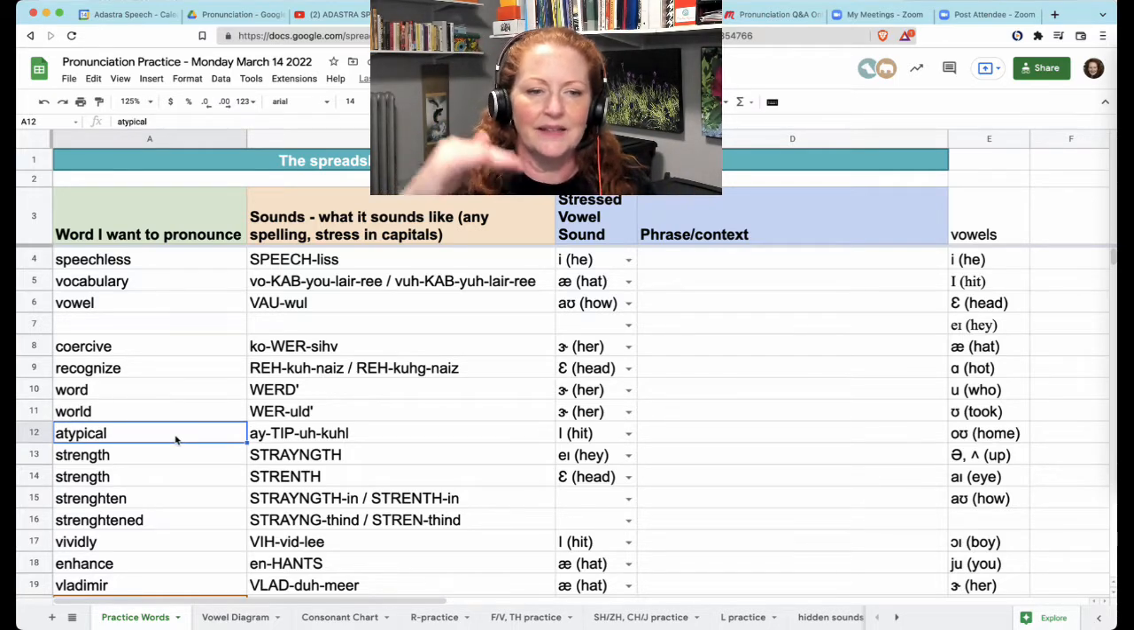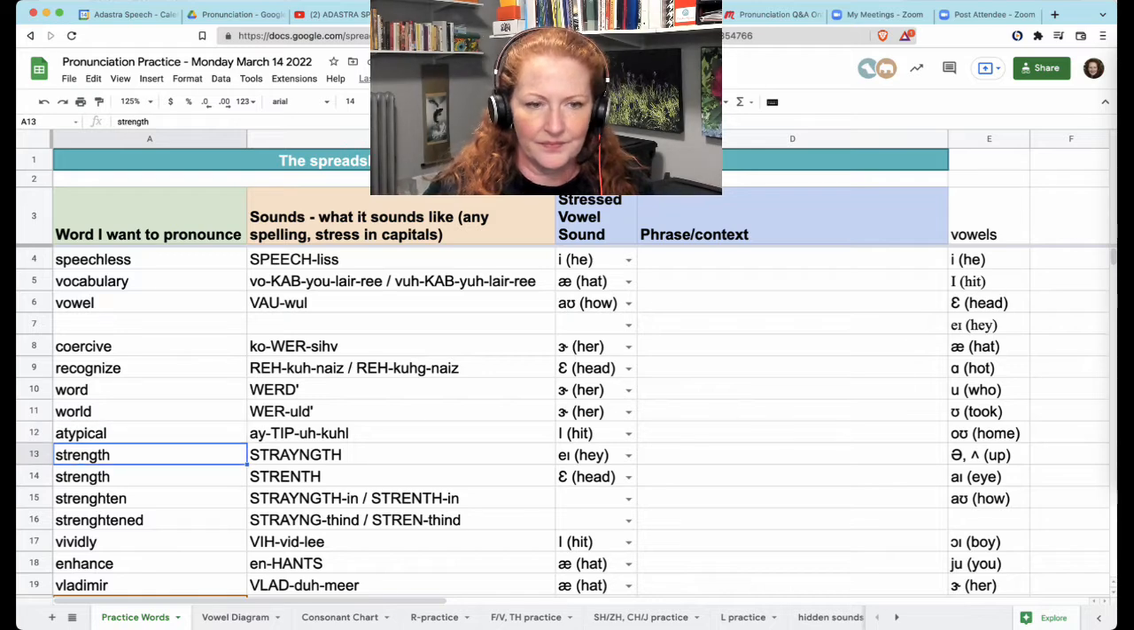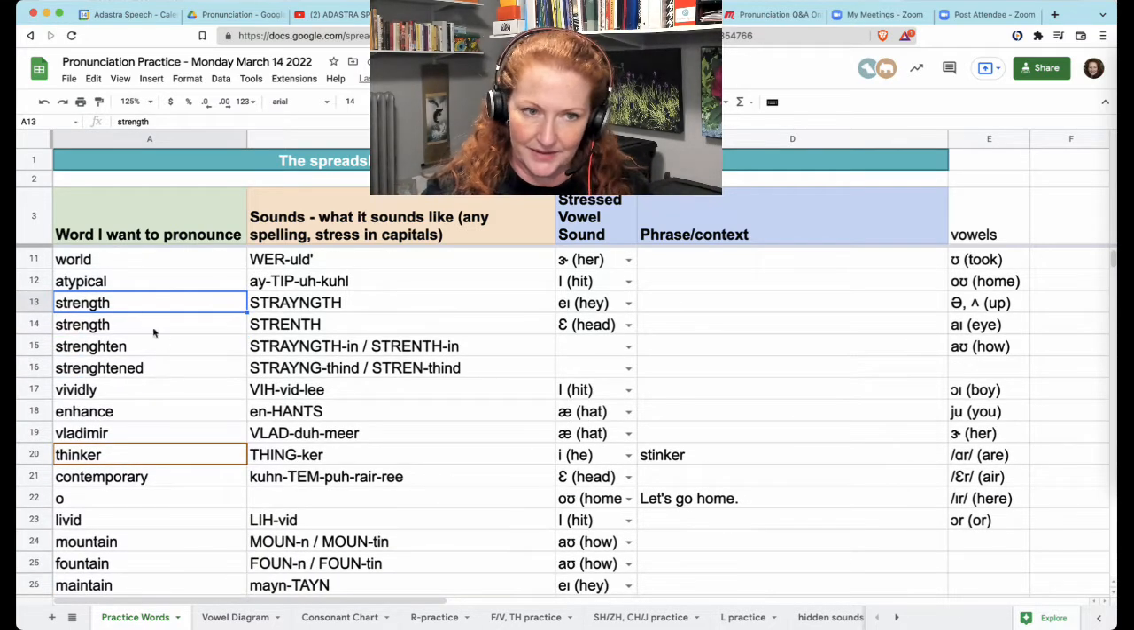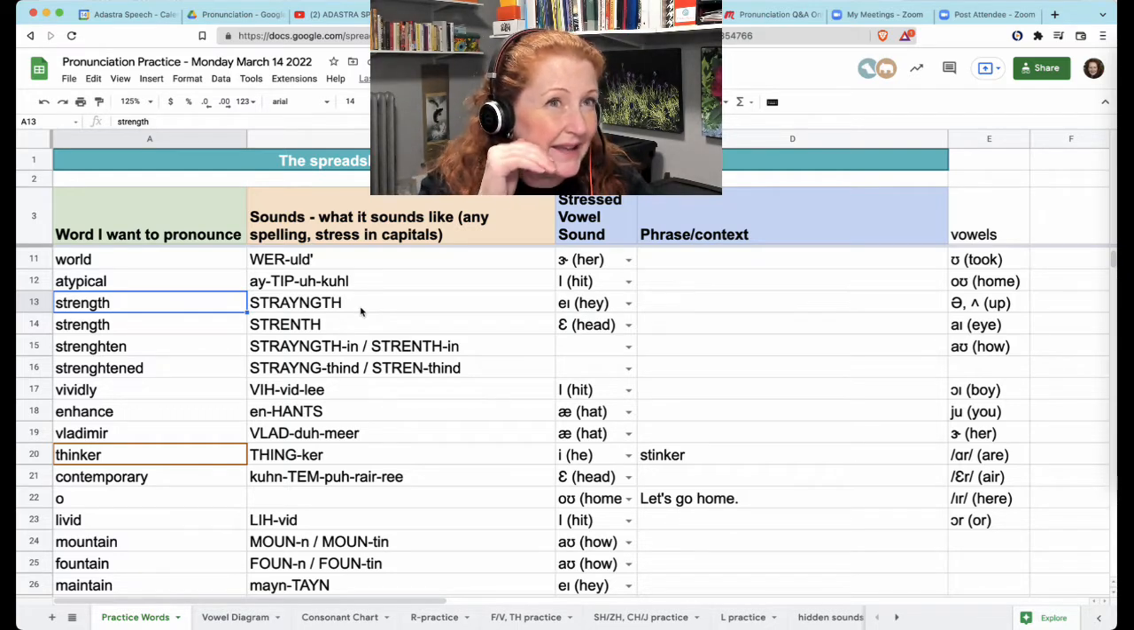Atypical, atypical. This, you have options. So I put on 13 and 14 two different ways to pronounce the vowel. You can say strength with an A. And when you say A, your tongue is going very high, and that's going to be easier to make the NG, strength. The back of your tongue goes up for the NG, strength.